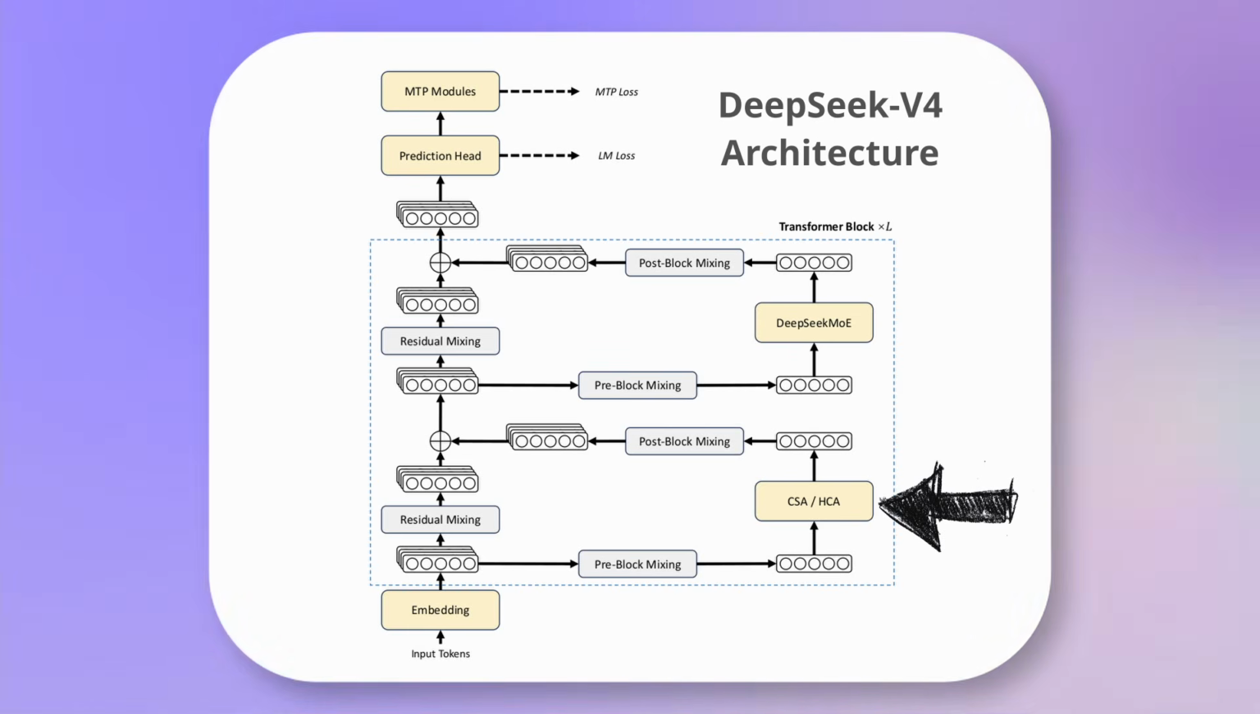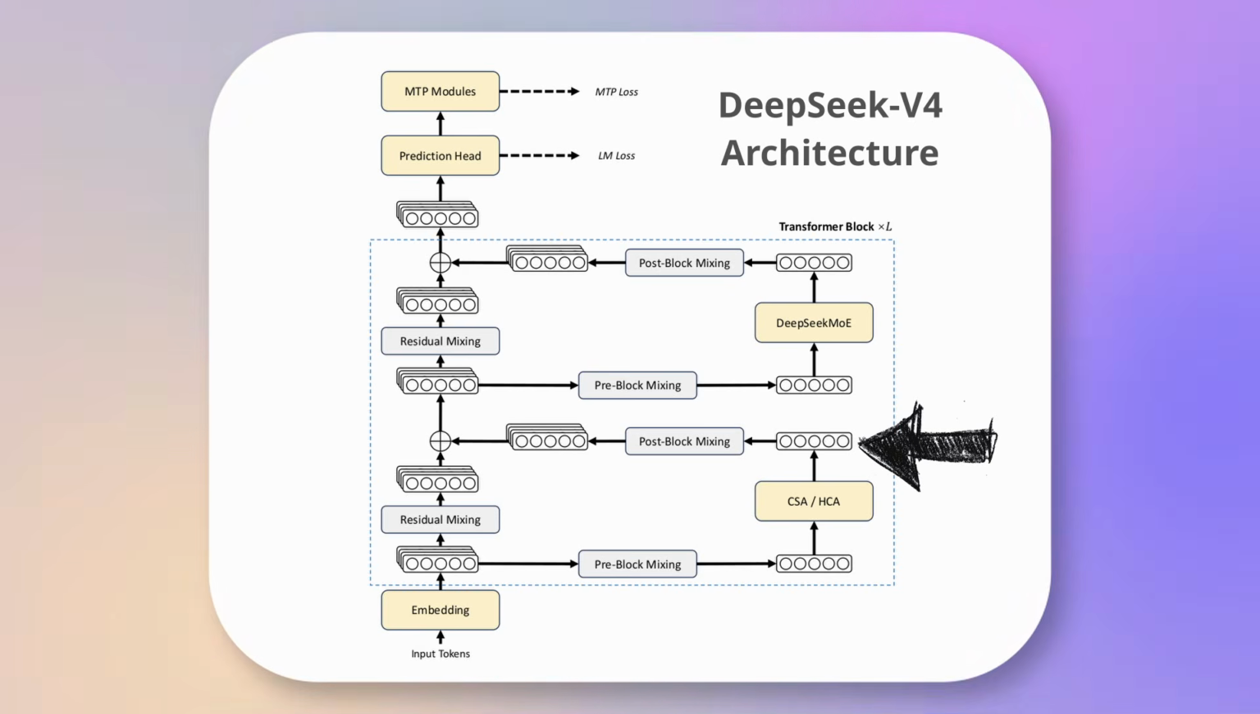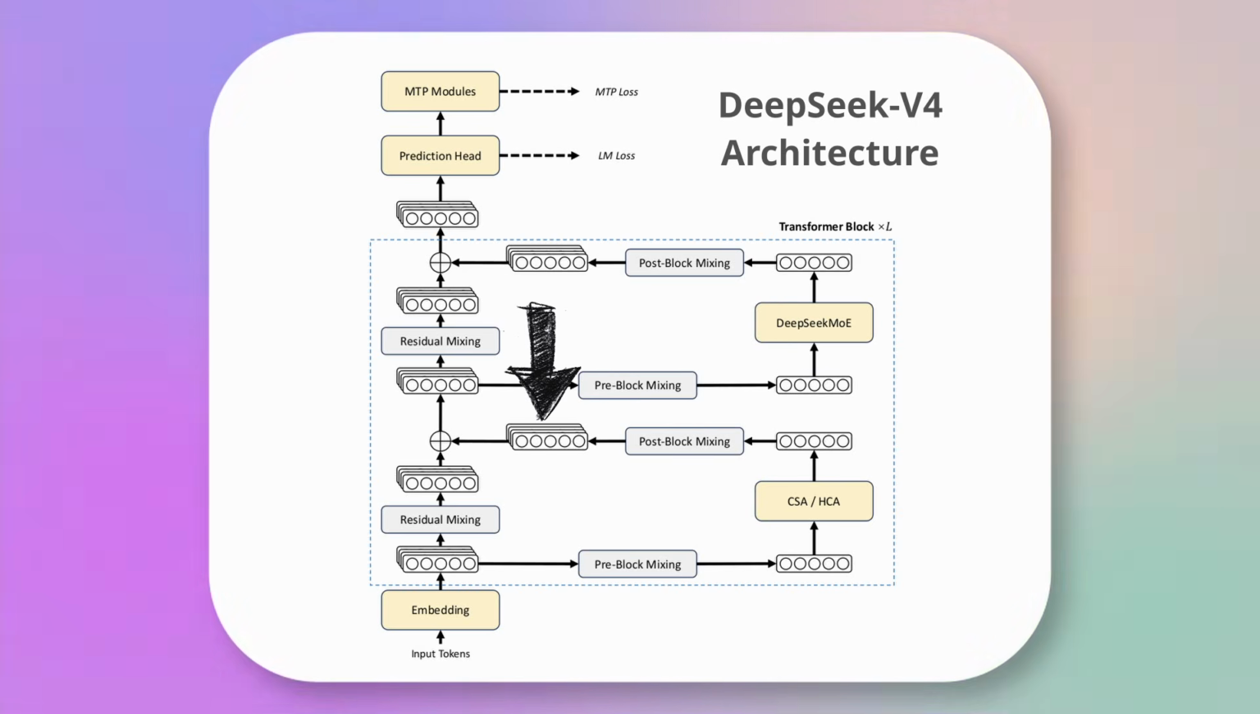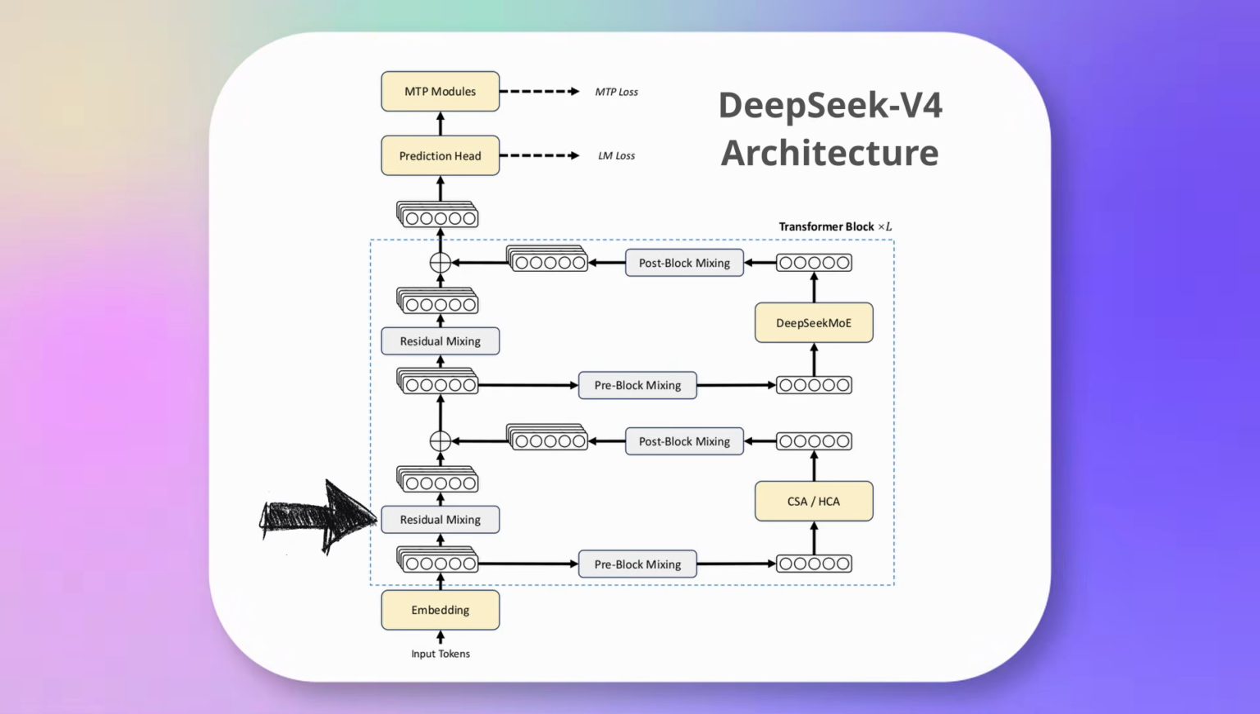So this yellow hybrid attention block processes this one vector and outputs another single vector of size d. This post-block mixing unit takes that single output vector and expands it back into 4 separate vectors. While all of these were happening, the original 4-vector residual input is transformed by a 4x4 matrix. This residual transformation is represented by this gray block called residual mixing.